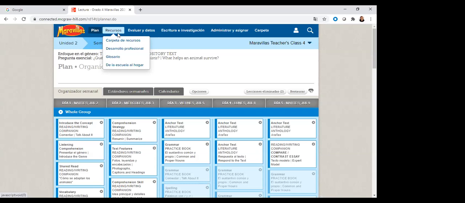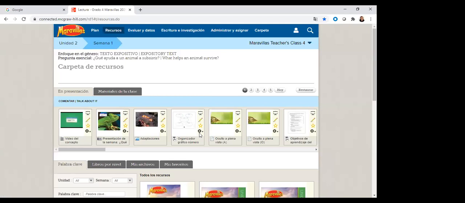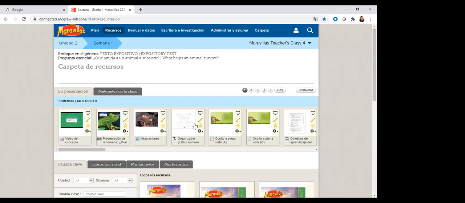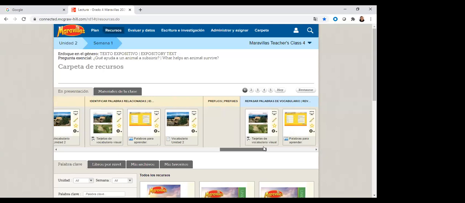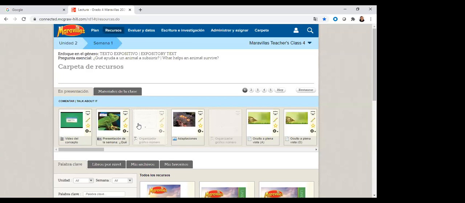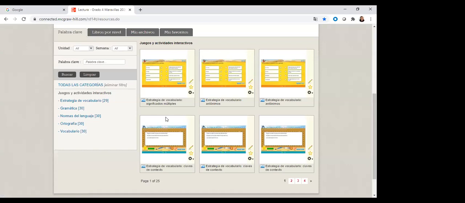Recursos, under recursos, you're going to find carpeta de recursos. So this is your resource library. So aquí están todos los recursos de Maravillas, whether they are in print or whether they're in digital, you're going to find them here. These are all the digital resources that we've put together for you in that e-presentation that I've told you we will put together for you every single day so that you can teach Maravillas digitally. You can move these around, as you could see here. I can move them back. I can eliminate things from the presentation, and I could also add things to the presentation.